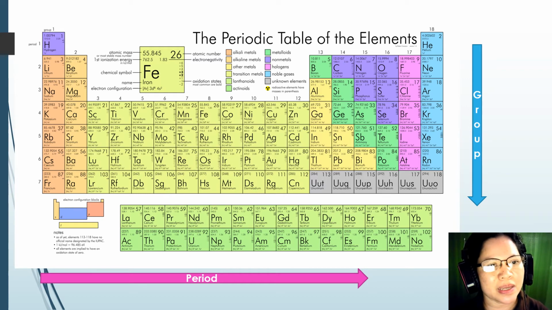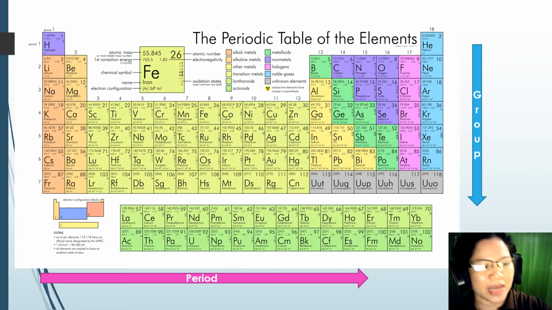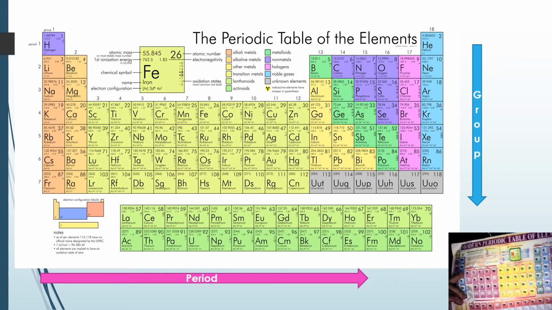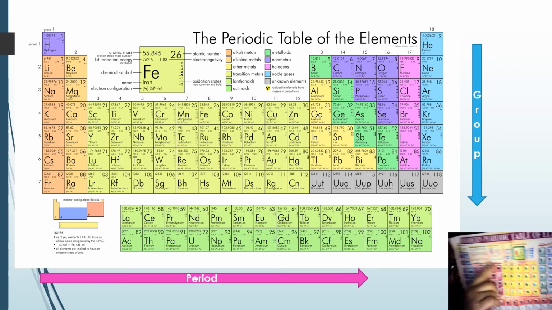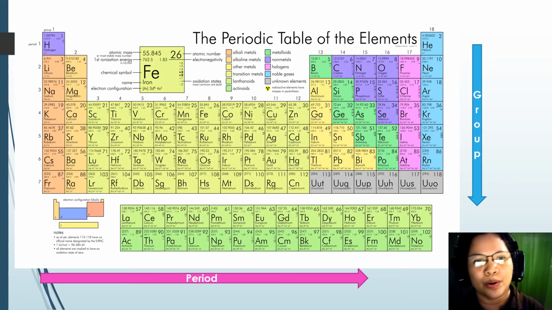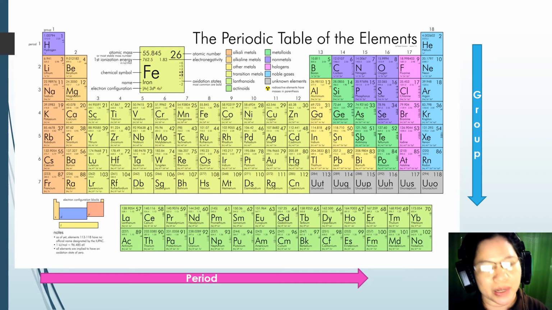Okay, sometimes the electronegativity is written below, just like in the periodic table that I am using. So the electronegativity is found in the lower part. Okay. So you must check carefully if you have your periodic table. So ibig sabihin, hindi lahat ng periodic table ay pari-pariha ang format.